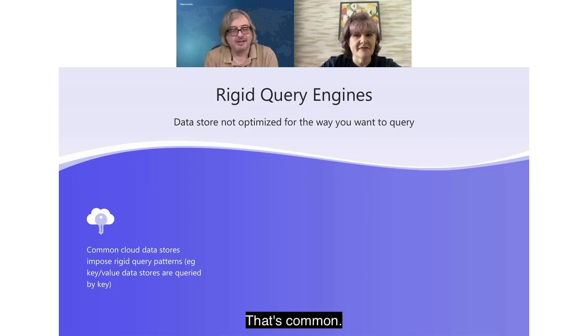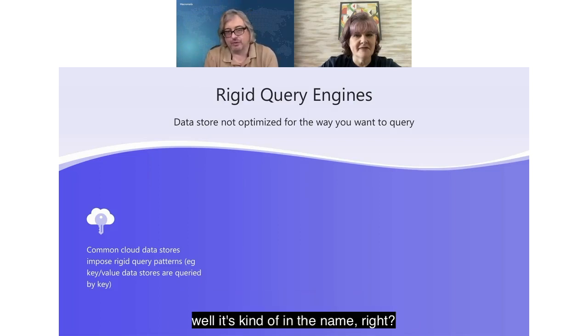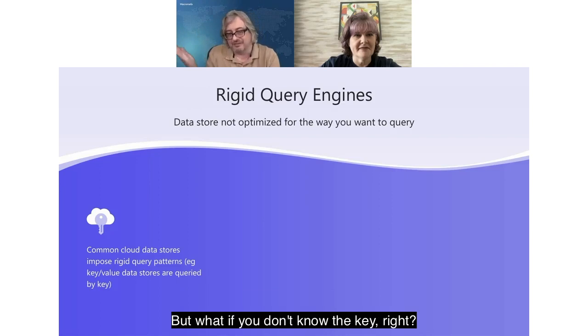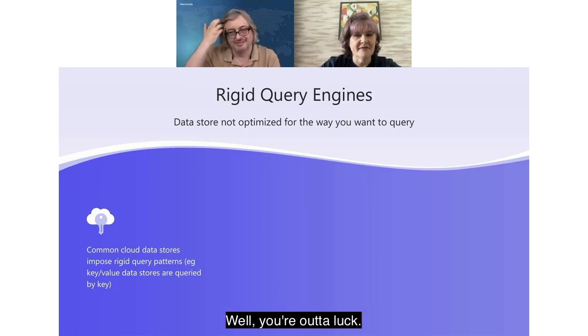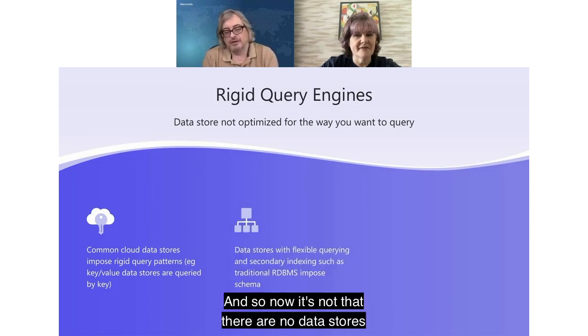That's common. So, for example, if you have a key value store, what's in the name, right? You have a key and a value. So if you want to query something, the way you query it is by knowing the key. But what if you don't know the key? What if you want to query by something that's in the value? Well, you're out of luck. It devolves into a full table scan.